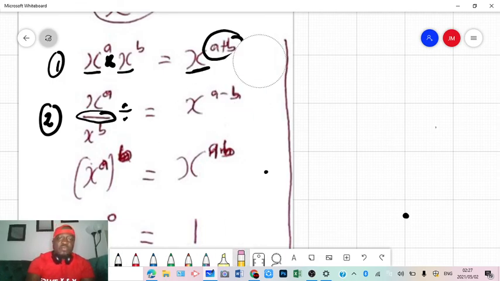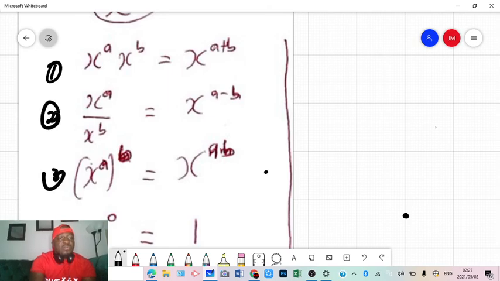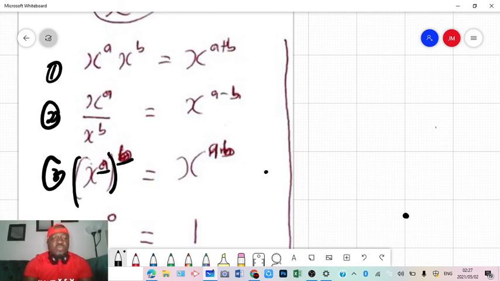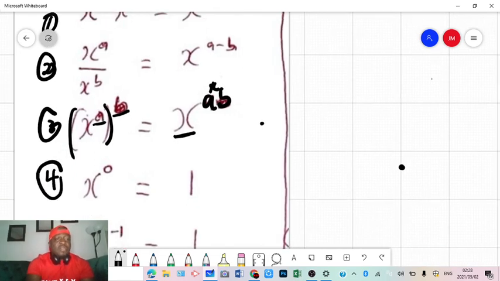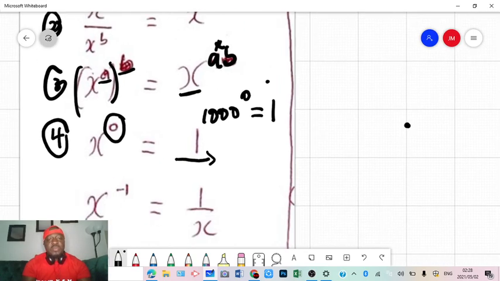Going further to the third one, well, the third is just a removal of a bracket. You've got two index, so when you remove the bracket, the index are going to multiply each other. You keep the base as it is, and then the index will multiply. Go to your fourth one. When any variable or number is raised to the power 0, it always changes to 1. Example, even if I say 1000 to the power 0, the outcome will always be equal to 1.